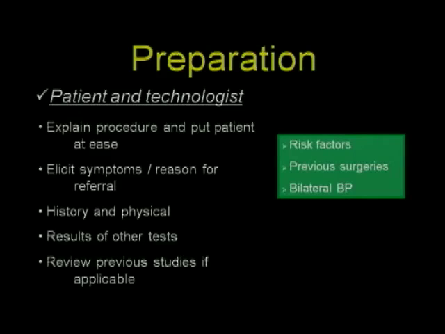We do a history for relevant risk factors, also for previous surgeries. The two primary surgeries, of course, would be carotid artery endarterectomy as well as carotid stenting. You should probably acquire a bilateral brachial artery blood pressure.